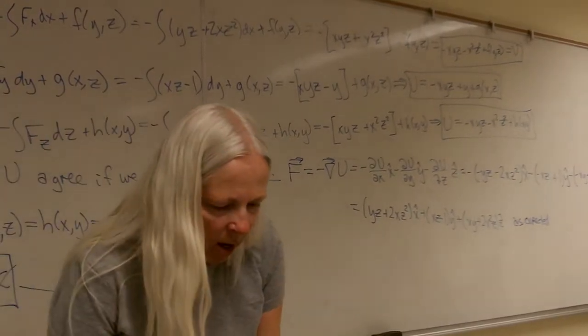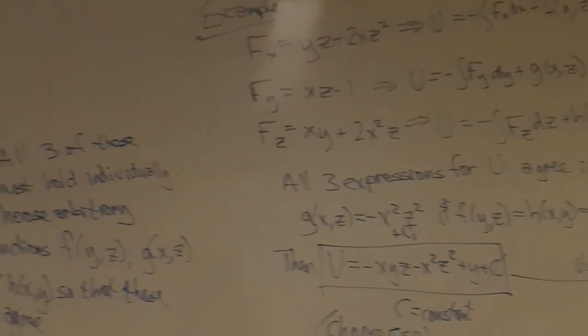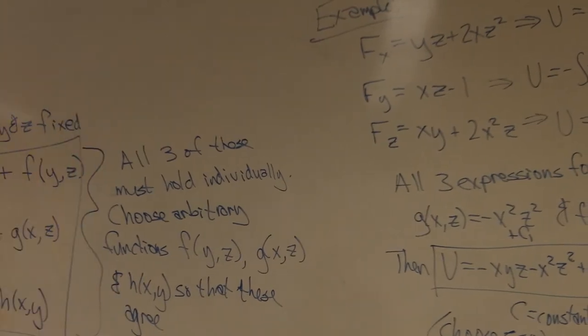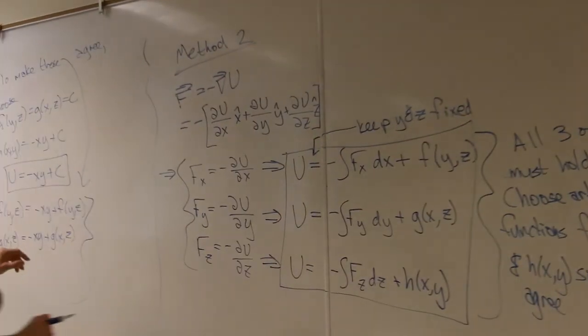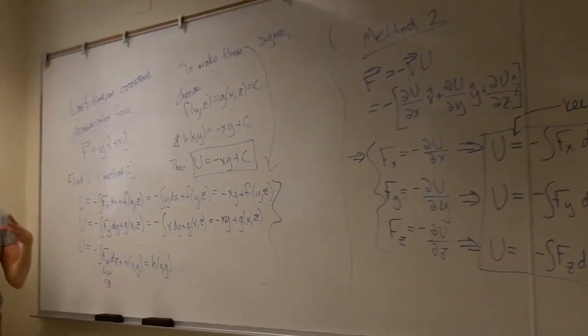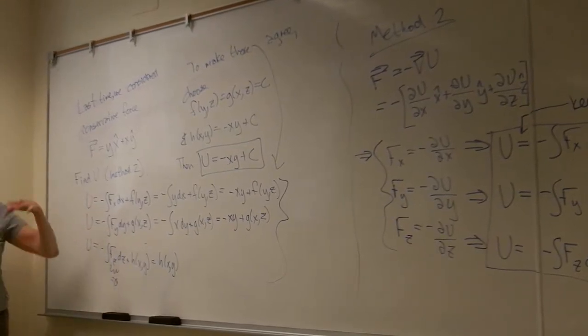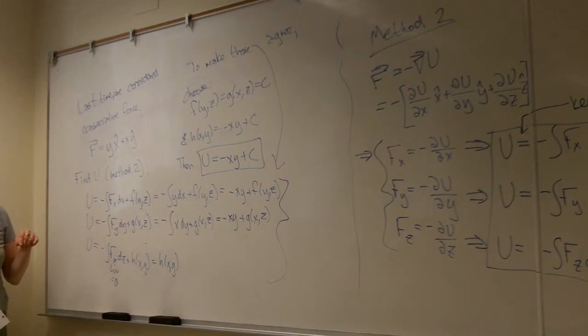Okay, let's answer the following question. We should only be using these techniques to find potential energies for the case of a conservative force, because we know that if a force is non-conservative, the potential energy doesn't exist. So we should always check that our force is conservative to begin with. In other words, check that the curl is zero before we go about trying to find a potential energy. And we did that for both of these examples we've just looked at.